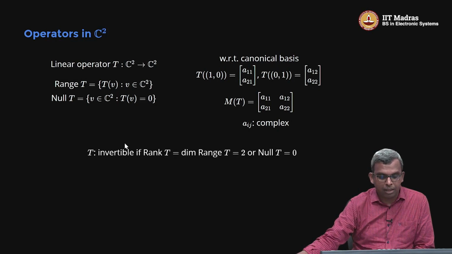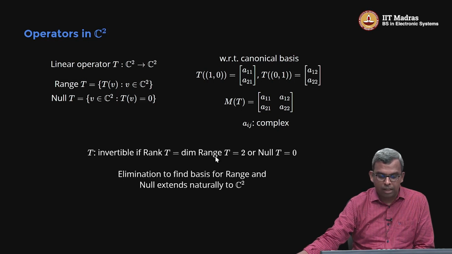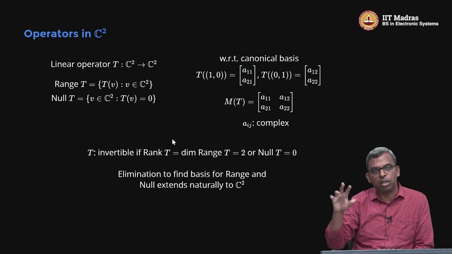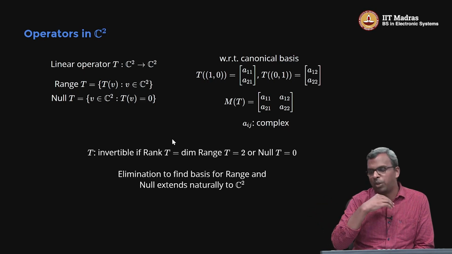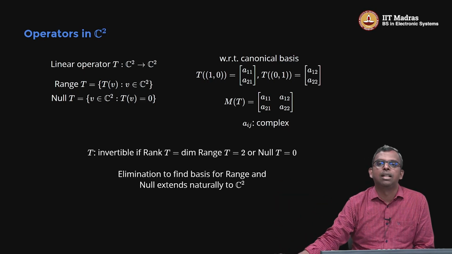So T is invertible if rank T, which is the dimension of range T, is 2, or null T is 0. You use elimination to find the basis for the range, and null also. How do you find null? You can solve Ax equals 0 in the complexes, right? You can do everything just like you did for the reals.